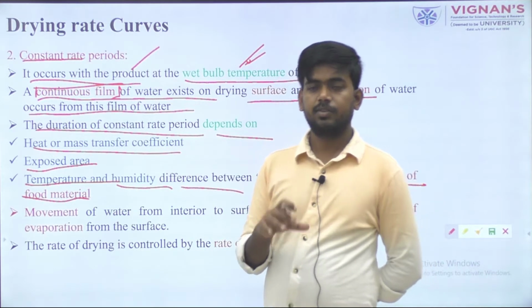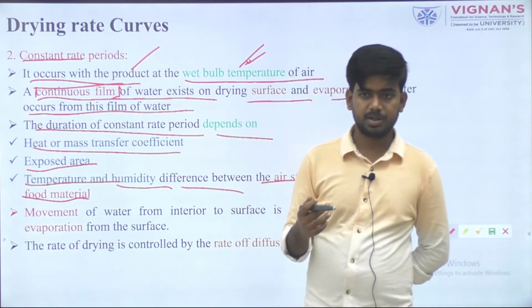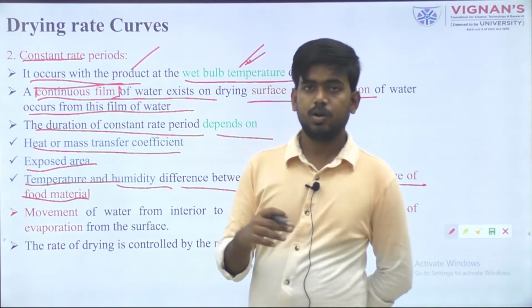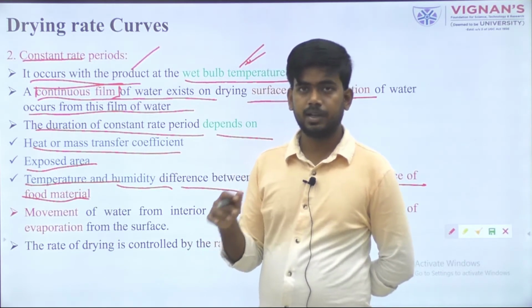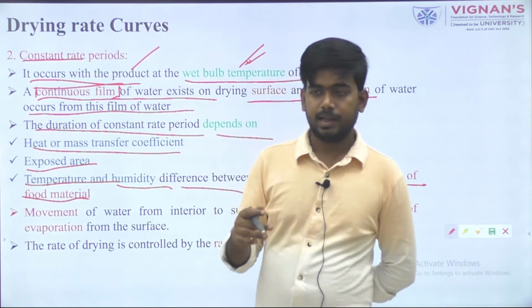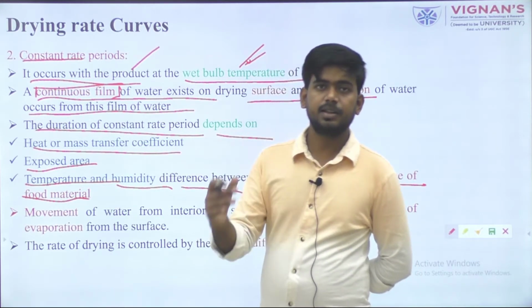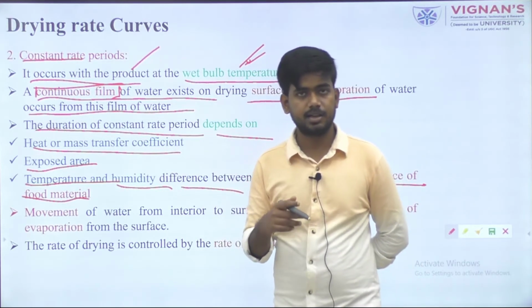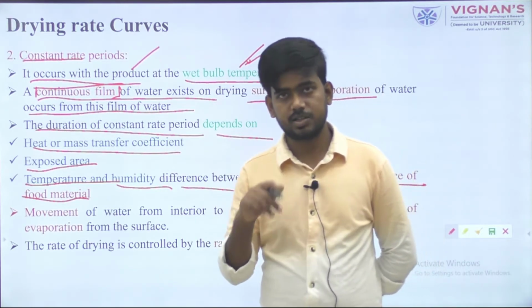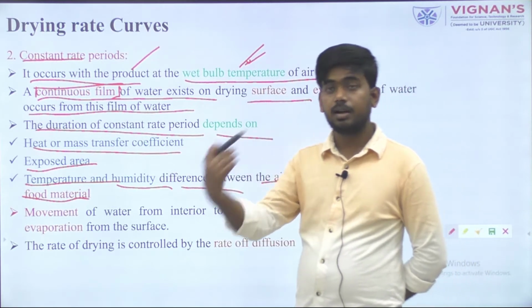For example, if you are feeding a material at a temperature of 30 degrees Celsius into 50 degrees Celsius air, the drying process will take place very quickly. If you are feeding a material at 10 degrees into 50 degrees Celsius air, the initial drying process will take much more time as compared to the earlier one.